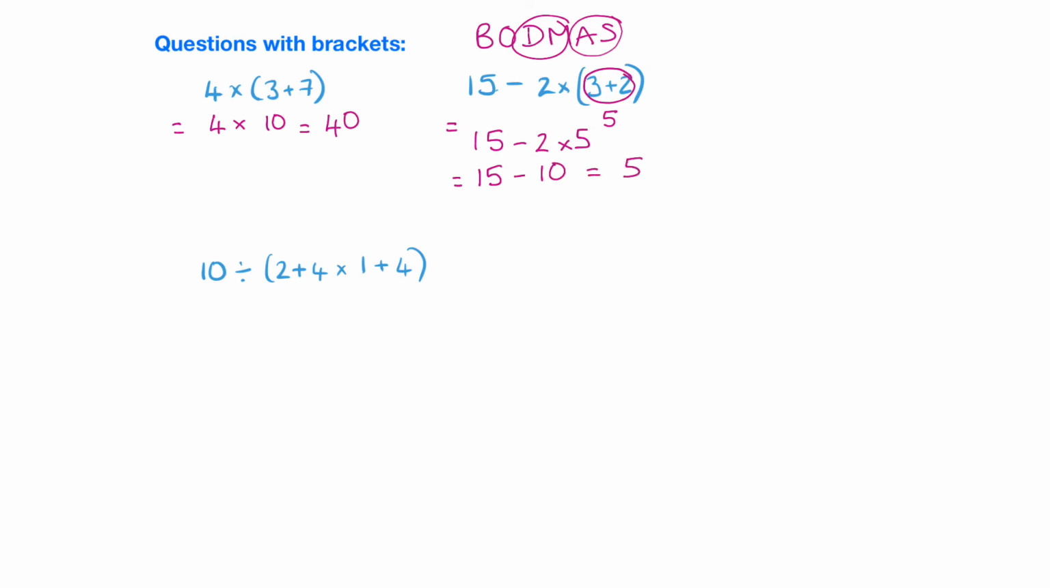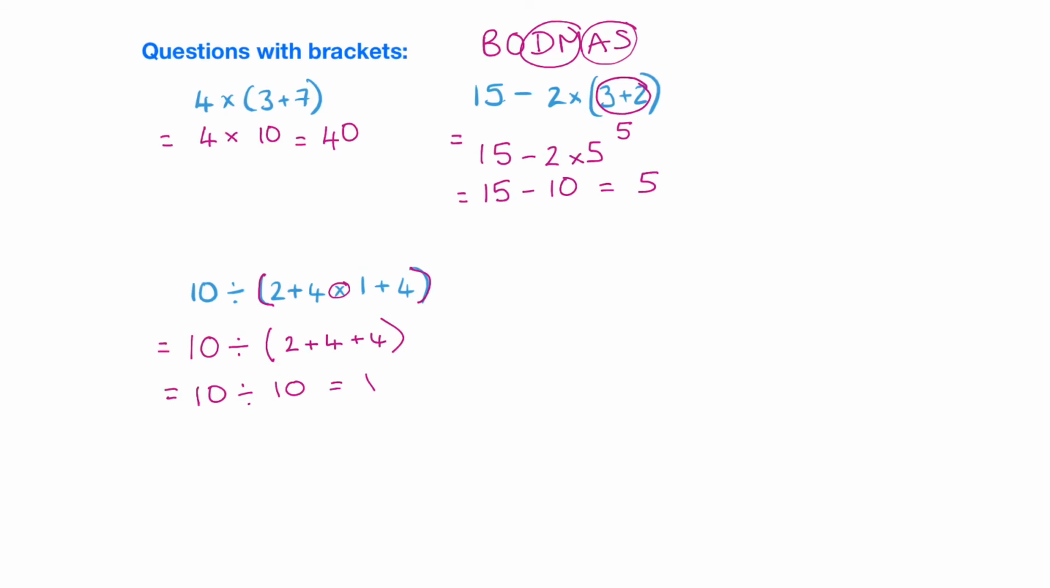And then this last one, we need to unpick it a bit. So the first thing we have to do is the bracket. But within the bracket, we've got adding and multiplying. So within that bracket, the multiplying has to happen before the adding. So what we've got is 10 divided by, we've got 2 add, so 4 times 1 is just 4, add 4. So the value of that bracket is 10. So we've got 10 divided by 10, which is just 1.